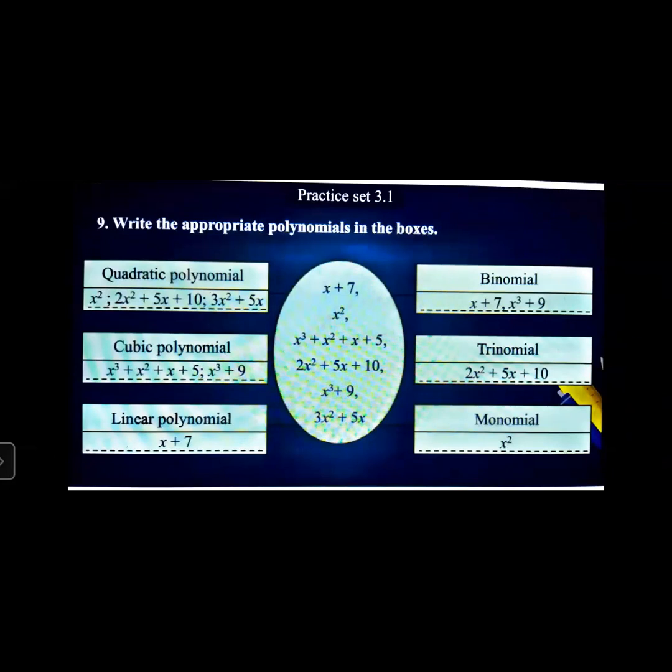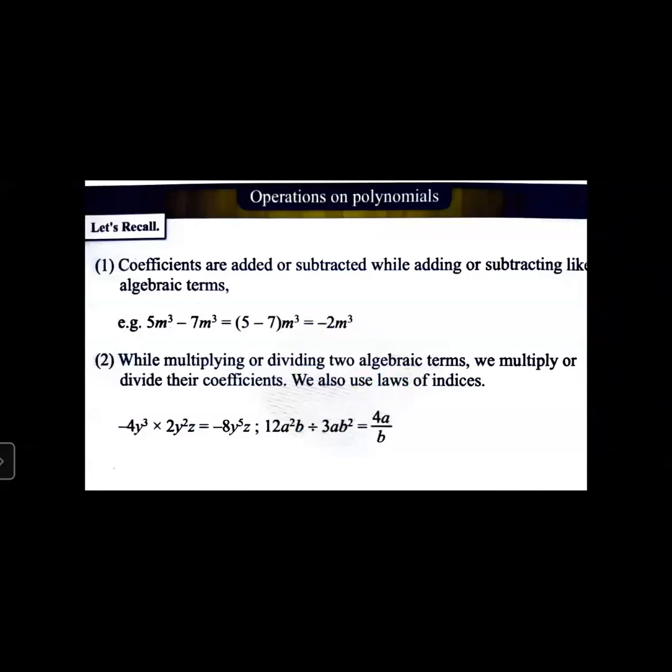As I told you yesterday, today's lecture will start with operations on polynomials. Basically we do four operations: addition, subtraction, multiplication and then division. So we will start with addition. We will see some solved examples on pages 40 and 41. At 3.2, which is on page number 40. So let's start with page number 40.